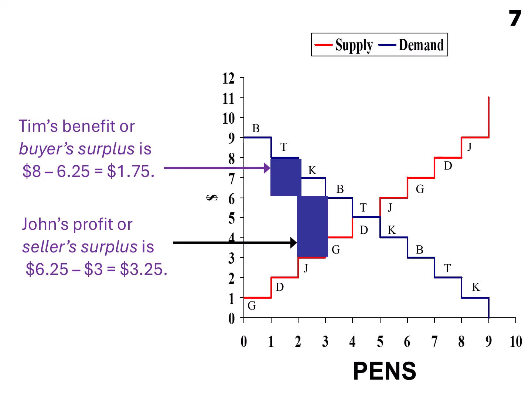Slide 7. Given the price of $6.25, we can divide the benefits from the exchange between Tim and John. Tim's benefit, also called buyer surplus, is calculated as $8 minus $6.25, which equals $1.75. John's benefit, also called seller surplus, is calculated as $6.25 minus $3, which equals $3.25. On the supply and demand graph, we show these benefits using purple rectangles. Notice, if we add Tim and John's benefits, we get back their gains from the exchange.